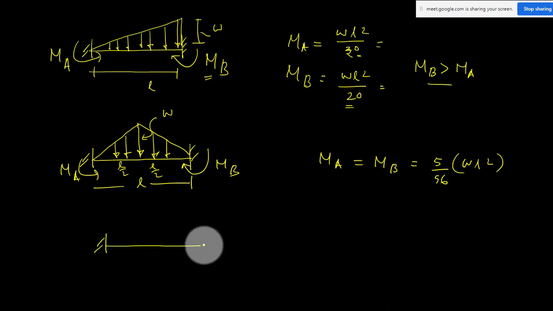You can also solve a question like this. We have some UDL, with a value of 10 kilonewton per meter, over 3 meter and 2 meter. We can find the fixed end moment for this type of question. There you have to go for integration. Take a small strip, then proceed with the integration.